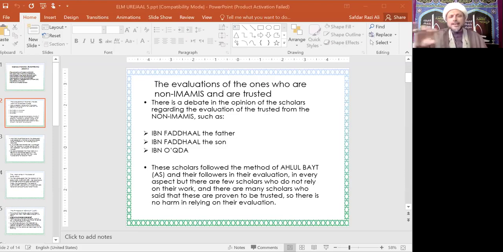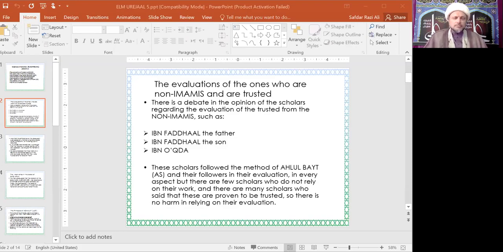That means this is all narration. So one person is enough, either a just person or a trustworthy one. It doesn't matter. One is enough because it's a narration. So when it comes to Ibn Fudal and Ibn Uqda, these people were scholars.